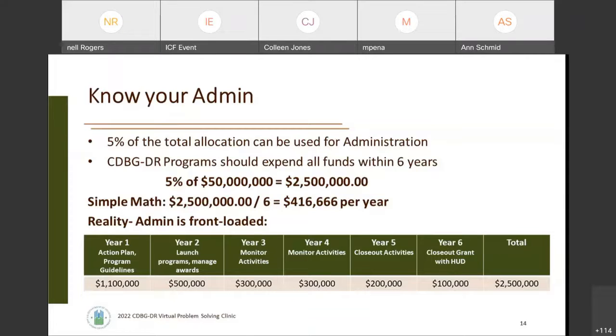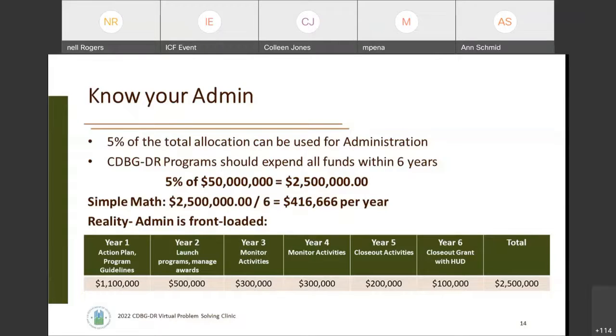So making sure that you're forecasting the use of your administrative funds for the duration of your 6-year grant is important. And this does become a bit of a challenge with smaller grantees because the requirements to program your funding and meet the rules of the Federal Register notice are the same, no matter how large or small your grant award is, but your admin is always a percentage.